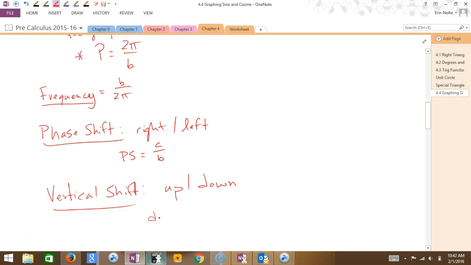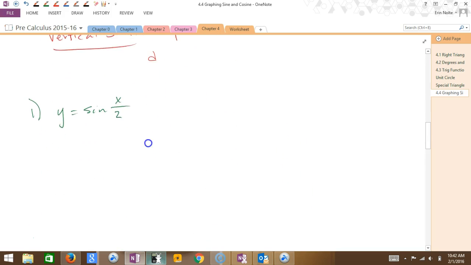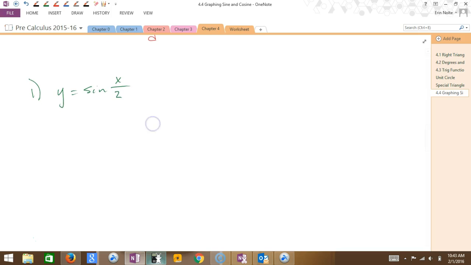All right, ready? So I'm going to show you how to draw these, given the information. All right, so first example. Did I go too fast? Is everybody with me? Let me know if I need to go back. All right, so here's my first example.